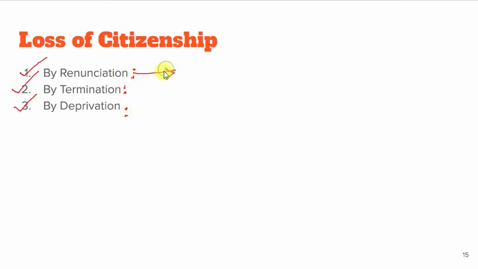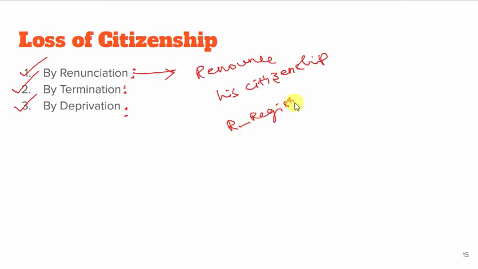By renunciation, the very first one, any citizen of India who, of his own capacity, can make a declaration of renouncing his Indian citizenship, and on the registration of that declaration the person ceases to be an Indian citizen. If he wants to renounce his citizenship in India, the person can renounce it by registration, where he is going to cease his citizenship of India.